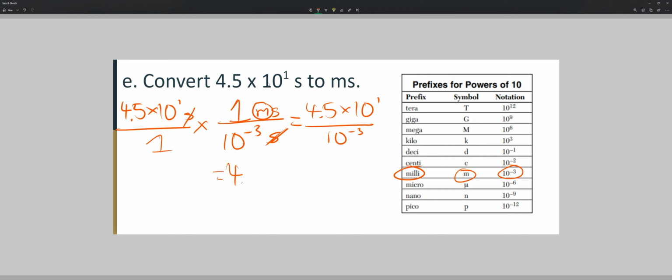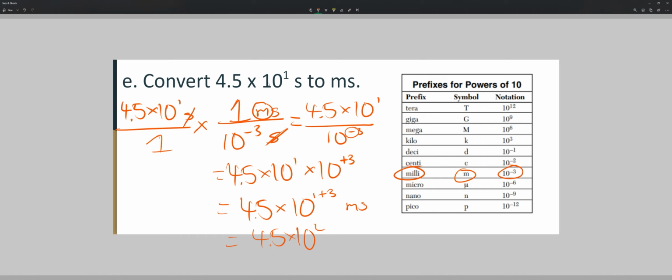Right, and so it's going to look like this: 4.5 times 10 to the 1 times 10 to the positive 3, right? So here, your sign was negative because we're dividing by powers of 10. We actually have to flip the sign. Right, and so we finish this out. We know that when we're multiplying powers of 10, we actually have to add their exponents. The unit there is ms. And so 4.5 times 10 to the 4 is our final answer.